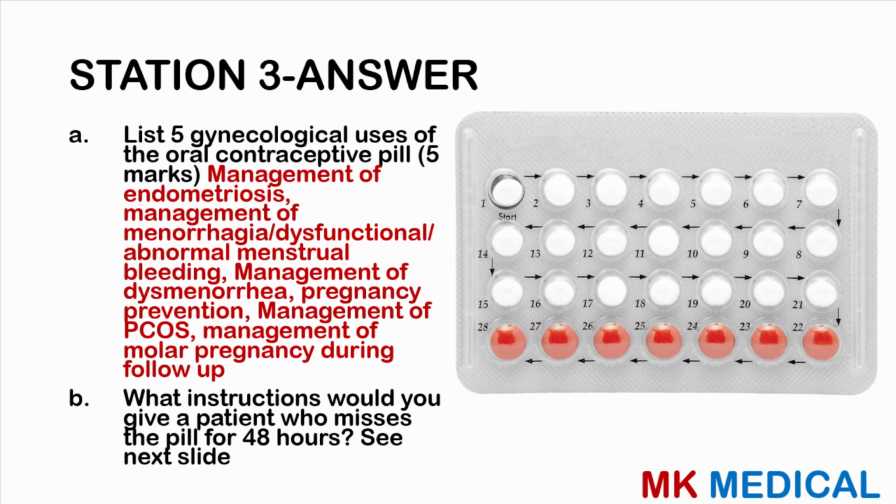So contraceptive pills, combined oral contraceptive pills, or just oral contraceptive pills, can be used in the management of conditions like endometriosis. They can be used in the management of menorrhagia or dysfunctional or abnormal menstrual bleeding or uterine bleeding. They can be used in the management of dysmenorrhea.